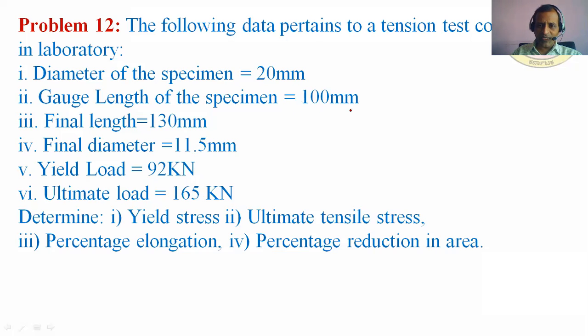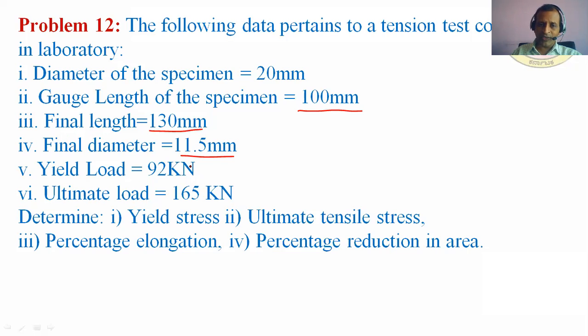So 100 mm is the actual dimension, the actual length. Final length 130 means after breaking. After the load is applied and tension happens, it breaks, and after breaking you get 130. The final diameter is 11.5 mm. Final diameter means it is the neck diameter.